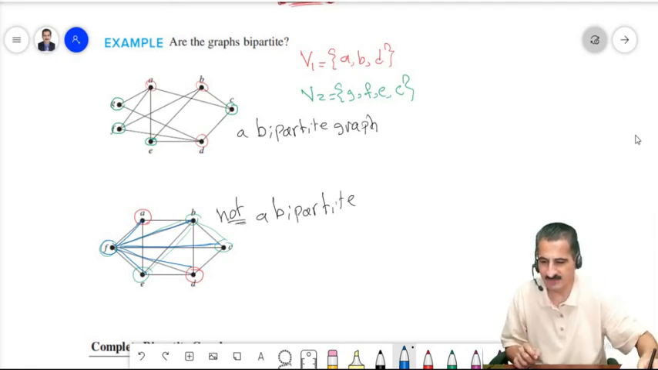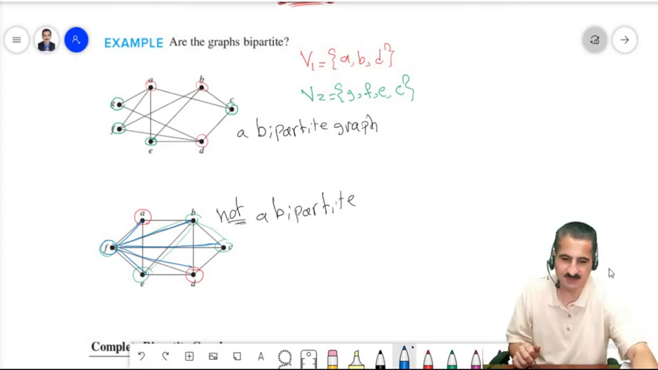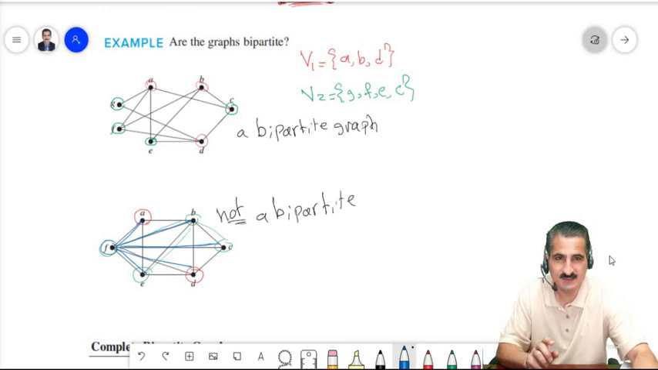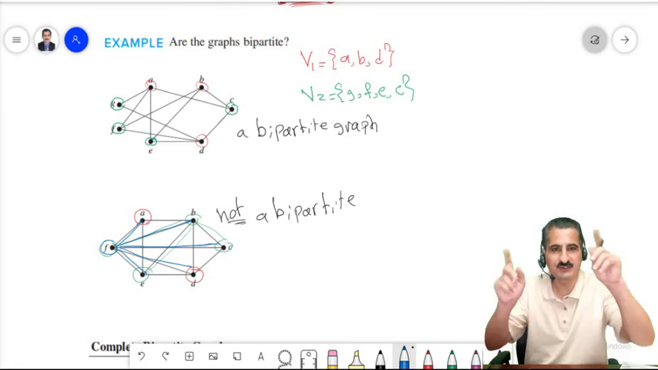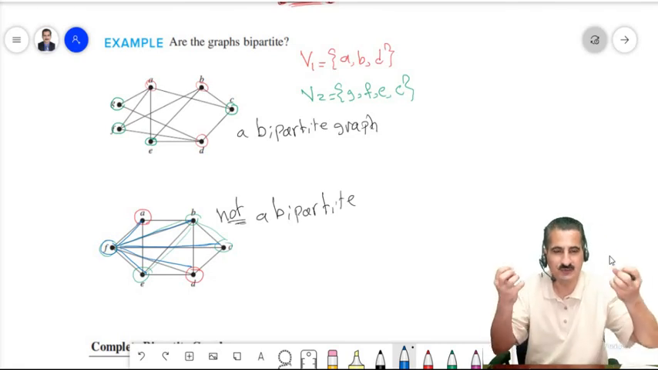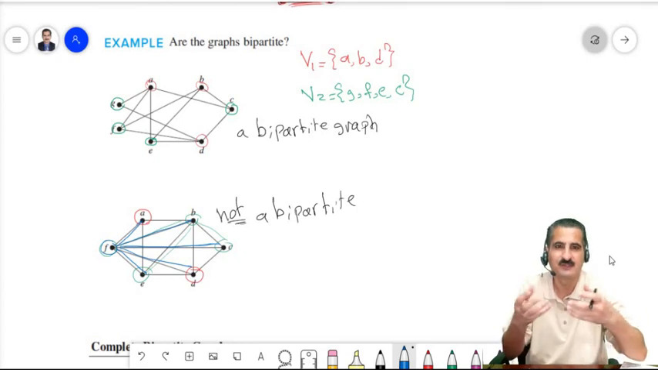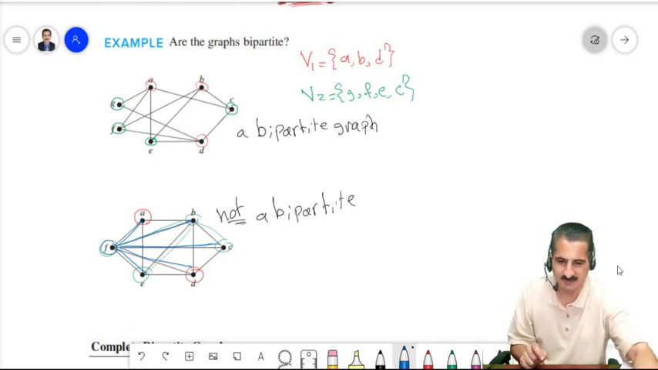So good. F is connected to all other vertices. So this is a good reason for saying a graph is not bipartite. If you find a vertex connected to all vertices, or you find two vertices such that all vertices in the graph are connected to one of these two vertices, and these two vertices are connected together, then this is not bipartite again.